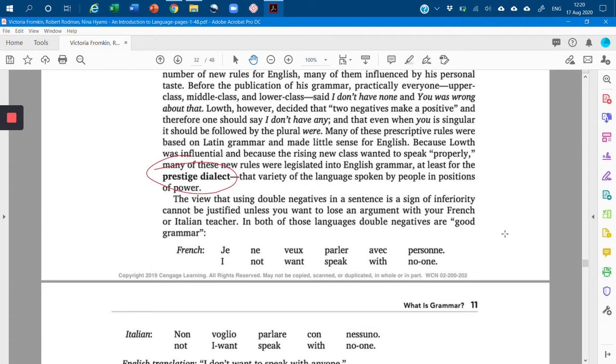Next up, we have prestige dialect. Prestige dialect is basically spoken by groups of people that are in positions of power or from wealthy countries. If you go to Asia, you'll notice first that the American dialect is the most prestigious dialect.